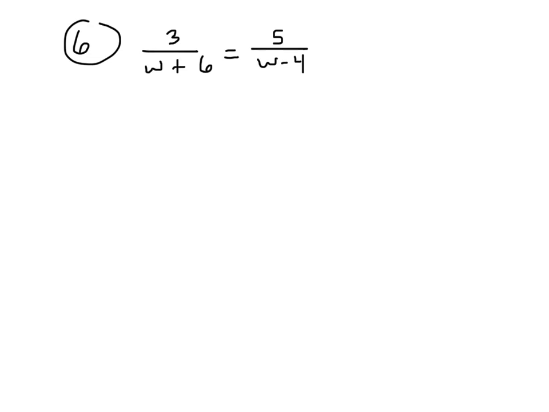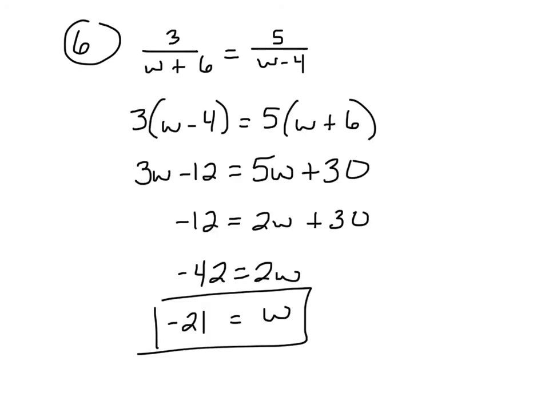Our last example, I want you to write down and then pause the video and solve it yourself. If you did it correctly, you would get the answer of negative 21. If you got it, great, you can stop the video. Otherwise, we cross multiply 3 times w minus 4 and 5 times the quantity w plus 6. I distribute, I get 3w minus 12 equals 5w plus 30. I now subtracted 3w on both sides, so that's the step I skipped. You can skip it if you want. Subtract 3w.